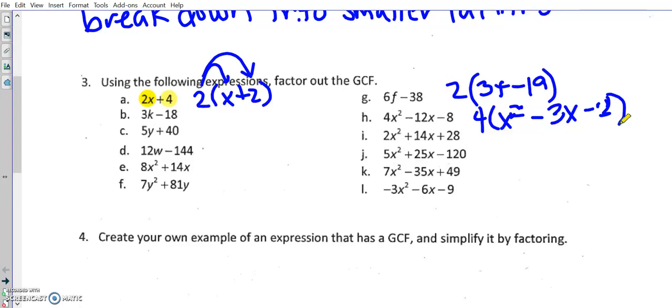I want you guys to pause the video, work through all of these, and try to see if you can take out the greatest common factor, okay? I'm going to come back and do F. Actually, I'm going to do E when I come back. So go ahead and pause the video, work through all of these, see if you can take out the greatest common factor. When I get back on Wednesday, we will check all of these answers, okay?